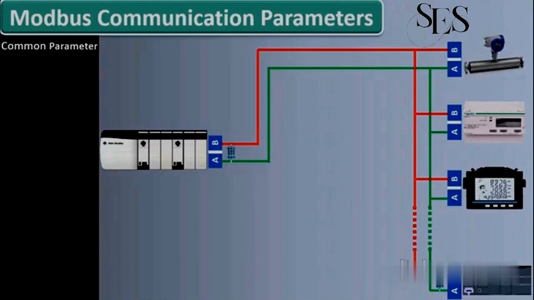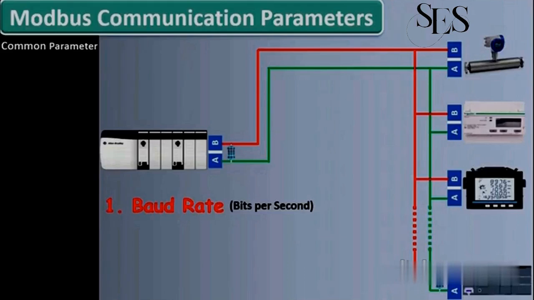Once the wiring is done, the first and the most important parameter you must know about the Modbus RS485 communication is the baud rate. All the devices in the same Modbus loop must have the same baud rate. Baud rate is the rate at which data is transferred on an RS485 network. Its unit is bits per second.